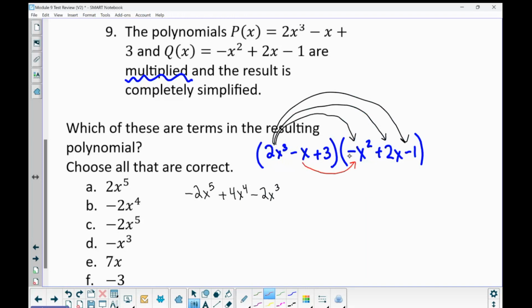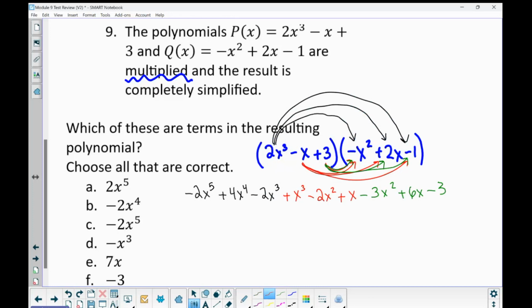Now we move on to the next term. We've got negative x times negative x squared gives me positive x to the third. Negative x times positive 2x is negative 2x squared. Negative x times negative 1 is positive x. And then finally 3, let's use a different color. 3 times negative x squared is negative 3x squared. 3 times 2x is positive 6x, and 3 times negative 1 is negative 3.